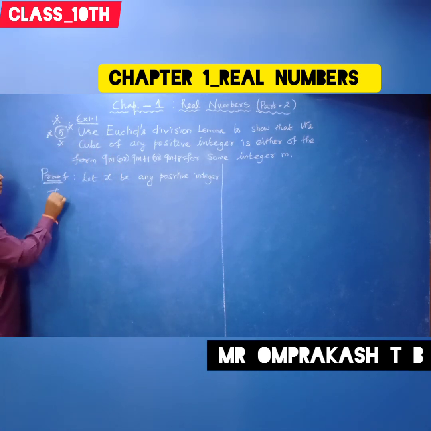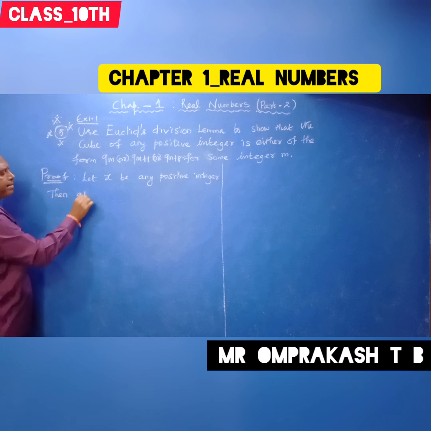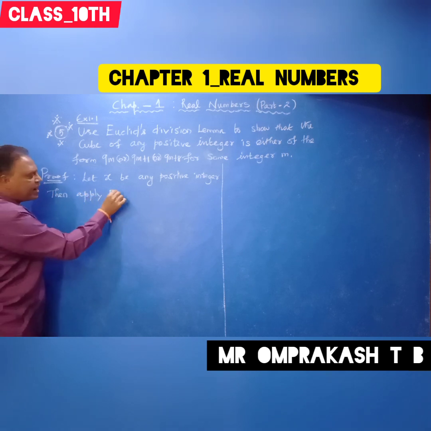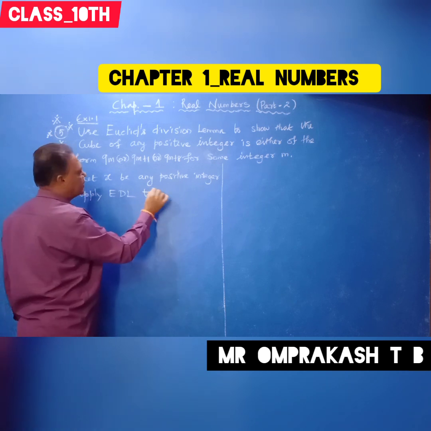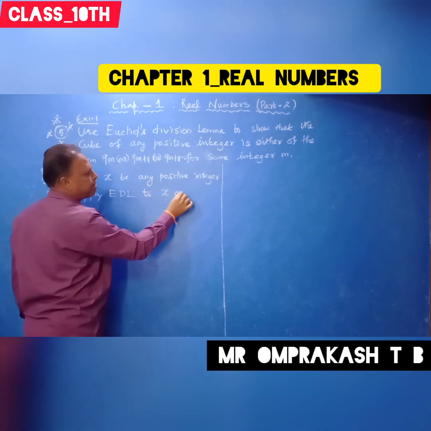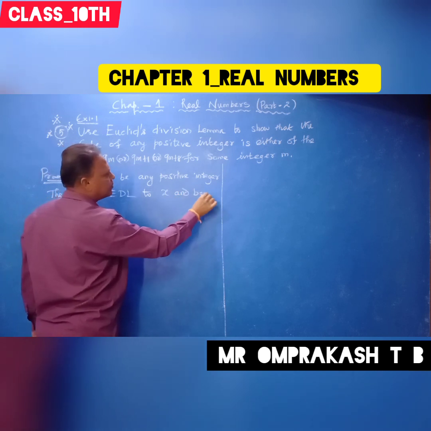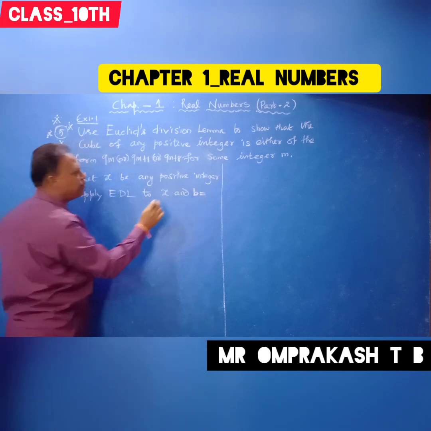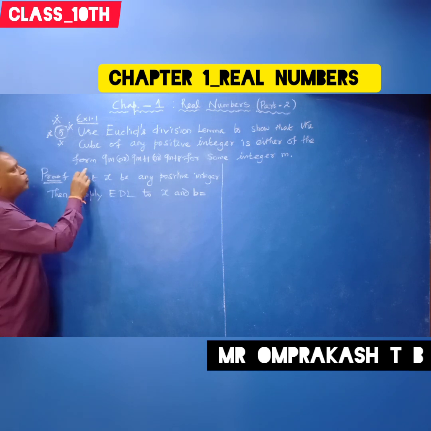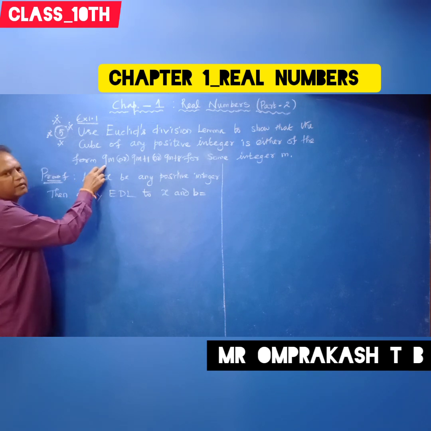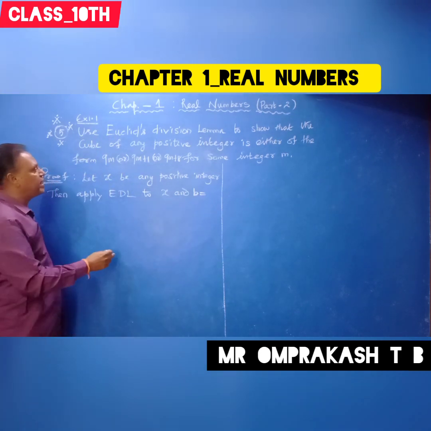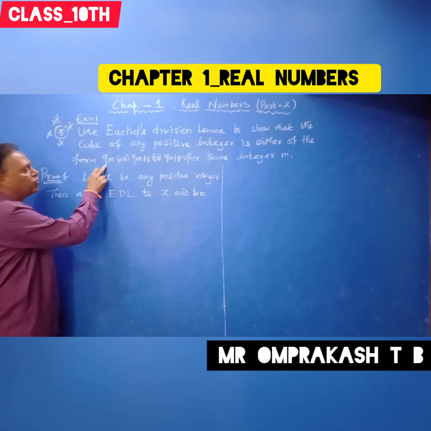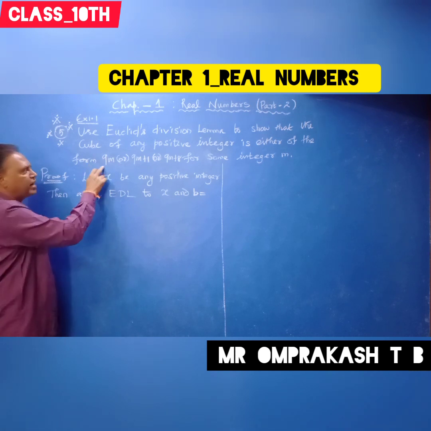Okay, then apply EDL, Euclid's Division Lemma, to x and b. B, clear? You have to take 9 for b. If you take 9, it means you will get 9 numbers, so it is very difficult. That's why you take 3, because 3 is a factor of 9.